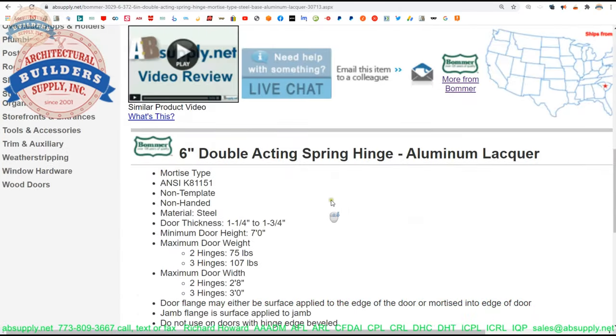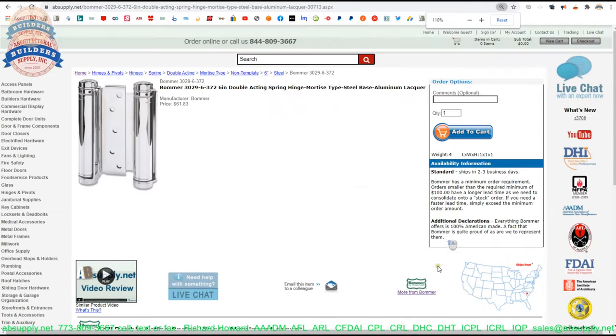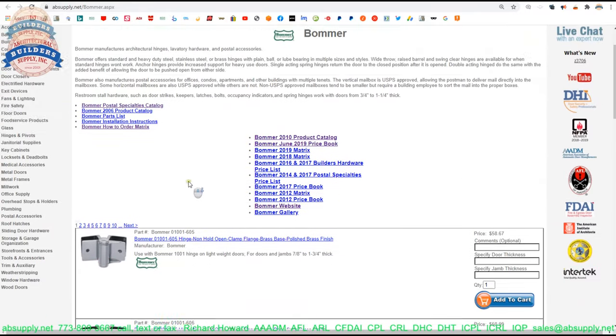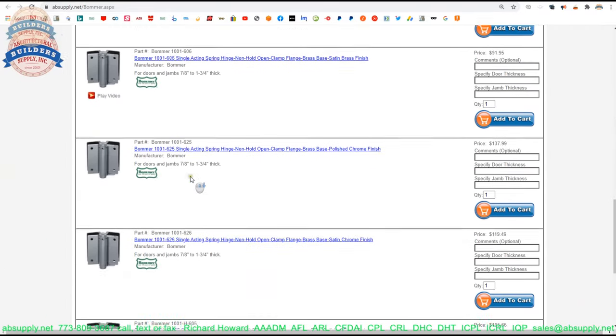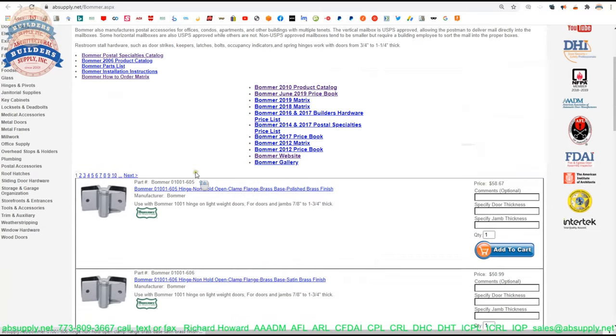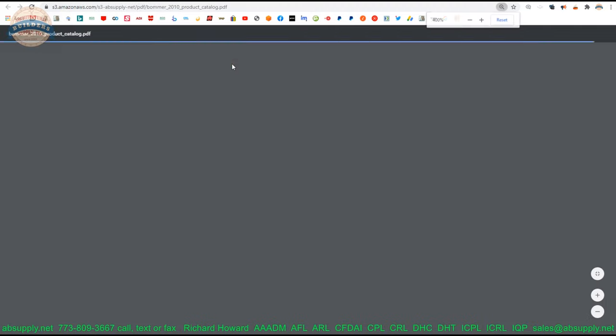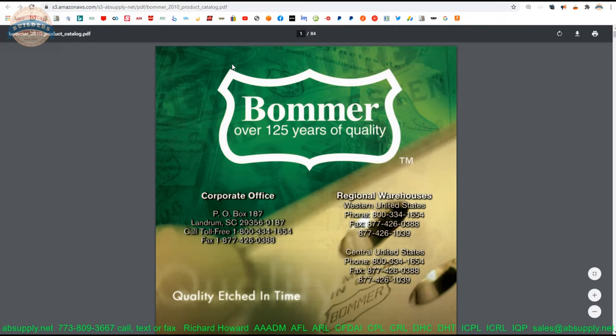Let's get to the item that we're working on. A link below this video to the manufacturer's page here. When you click on that, you're going to be able to pull up the Bommer page on our site. That's going to show you not only all of the Bommer products that we sell, by means of this horizontal navigation, but also a link to the manufacturer's website, as well as a link to the full product catalog. I would certainly recommend you review this catalog if you are not sure of what double-acting product to use.